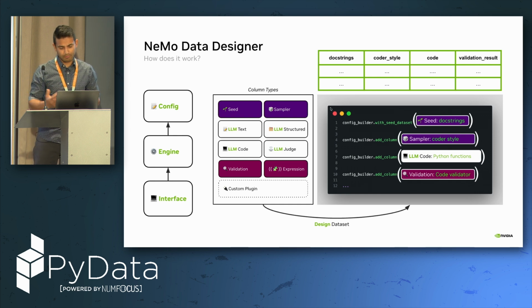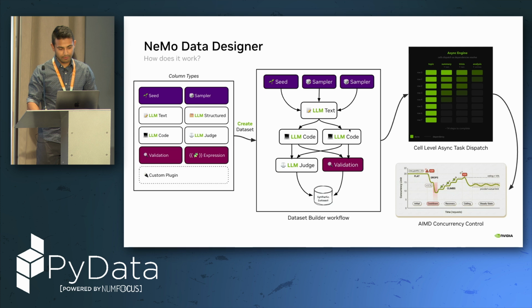Data Designer comes with a bunch of column types. We'll talk a little bit about it later. There are seed column types. There are samplers that give you structured metadata that you can use to steer your generation using LLMs. There are dedicated LLM-specific generations that you want to use. There are validators, there's expression. And then if none of this fits, you can create your own custom plugin, like I said earlier. And in terms of the code, it kind of looks like that. We'll dive into that in a little bit.